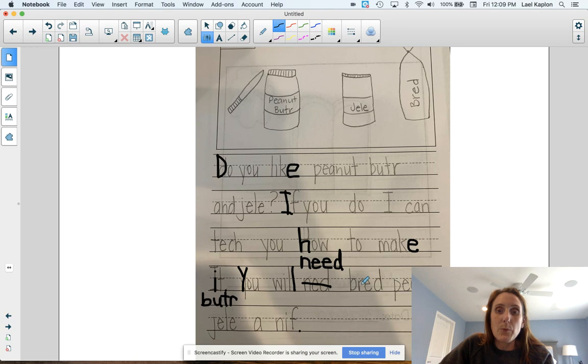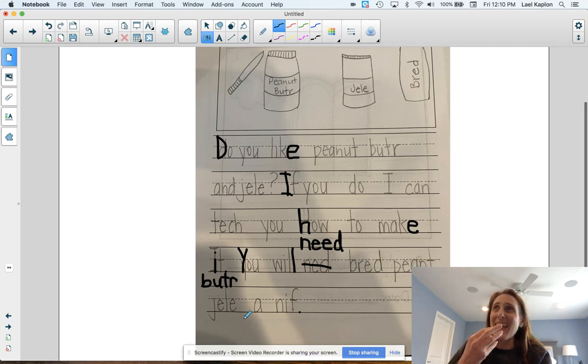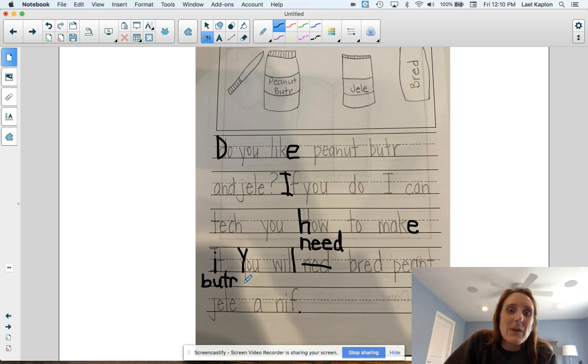You will need bread, peanut butter, jelly, a knife. Bread, peanut butter, jelly, a knife. Bread, peanut butter, jelly, and a knife. Oh, sometimes writers have to say it a couple times and then think, does that sound right? And it didn't. You know what? If I write and here, it might look like it's one word with the butter. So I'm just going to write and down here. That is a word wall word.